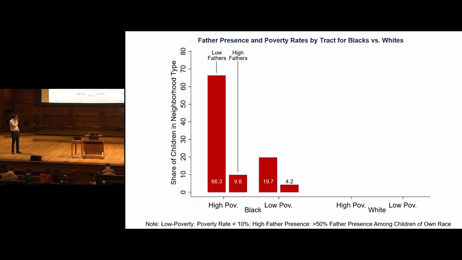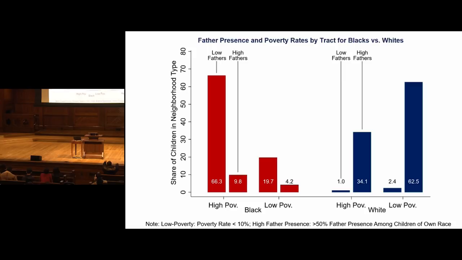And the way that you can see that, in a very simple way, is asking what fraction of kids grow up in a neighborhood that is both low poverty, so it has good resources, say poverty rate below 10%, and a high rate of father presence. Let's say more than 50% of the kids are being raised in a household where there's a dad who's there. You can see that for Black kids, 66% of them are being raised in neighborhoods that have low father presence and high rates of poverty. And only 4.2% of them are being raised in the favorable set of conditions, low poverty, high rate of father presence. Now, if you do the same thing for white kids, you see exactly the mirror image.